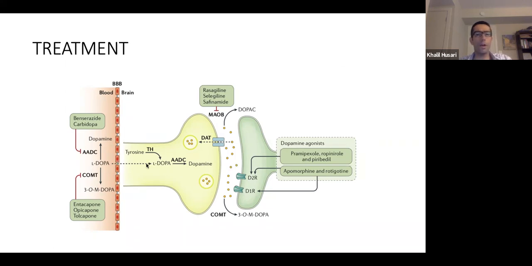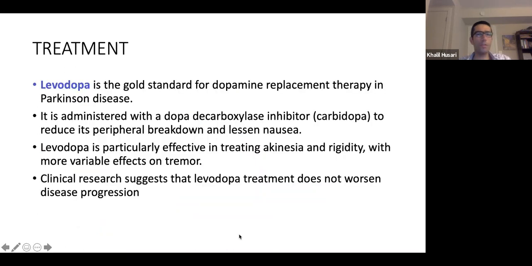The other thing we can give is a COMT inhibitor, which is entacapone. Tolcapone was taken off the market because of liver failure. These prevent breaking down the levodopa into one of its metabolites. We can also give monoamine oxidase B inhibitors, which will prevent the uptake. And then we can give a direct dopamine agonist, which are pramipexole, ropinirole, and apomorphine as well. So let's go into each one of them.